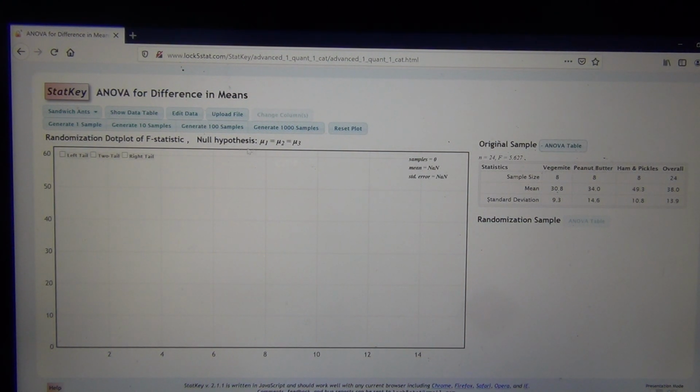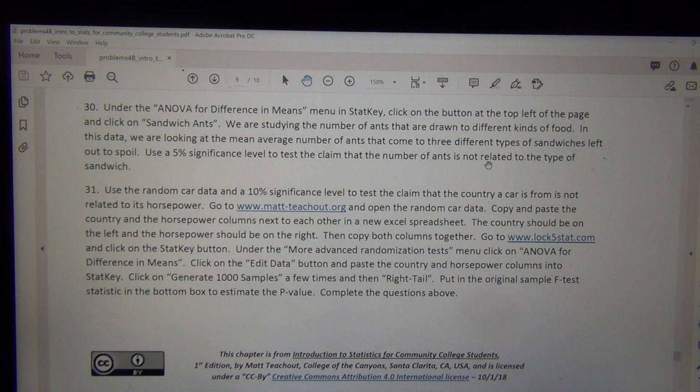Okay, notice the null hypothesis, mu1 equals mu2 equals mu3. Remember, that would mean not related. That means it doesn't matter what sandwich is left out, we're getting about the same average number of ants. If at least one of these is not equal, then it would indicate related. Okay, so again, type of sandwich is our categorical variable, number of ants is our quantitative variable, and we're trying to see if those two things are related or not. The problem said that the claim is that they're not related. Okay, so that would be the null hypothesis.